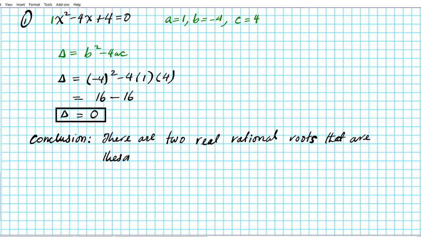Okay, this is known as the double root scenario. And why do we have this case? Well, it is because the discriminant is equal to 0. Okay? Now let's take a look at question number 2.